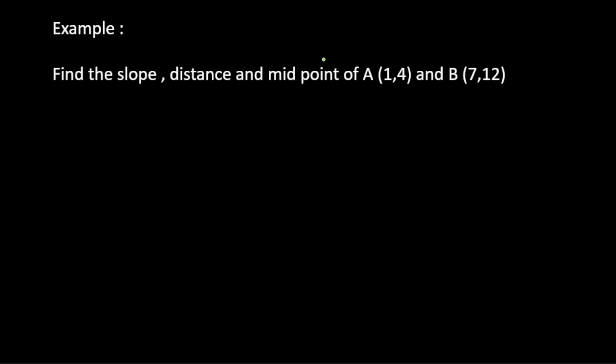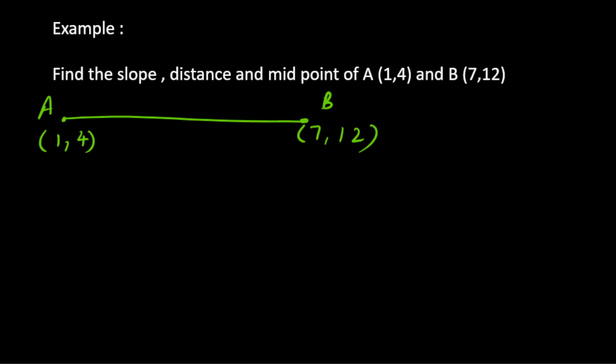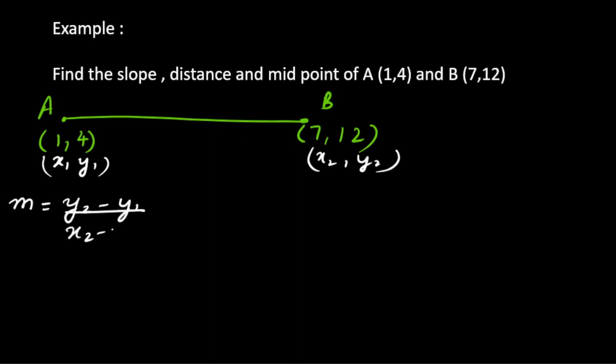Find the slope, distance and midpoint of the points A and B. So I'll draw this. We have one line segment AB. Coordinates of A are 1, 4 and coordinates of B are 7, 12. I'll just write here, this is x1, y1, this is x2, y2. We have to find the slope. Slope we can find by using the slope formula: m is equal to y2 minus y1 by x2 minus x1.